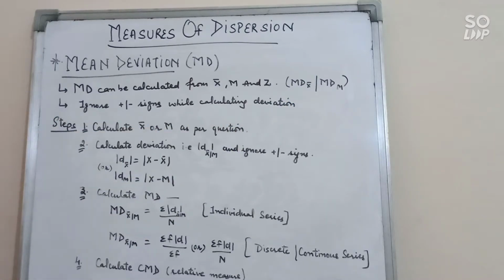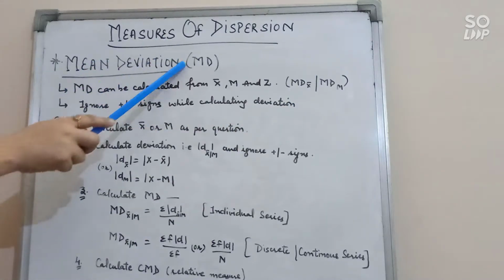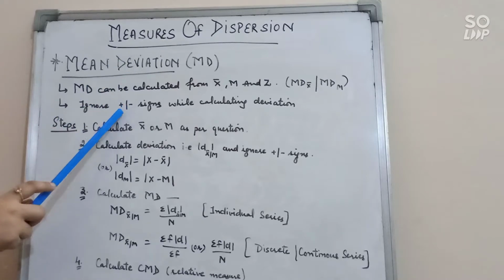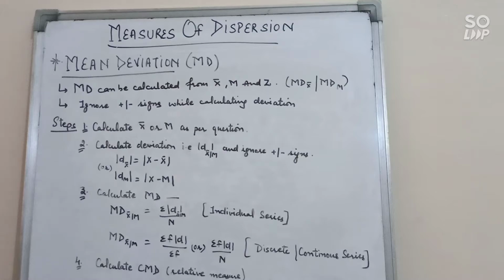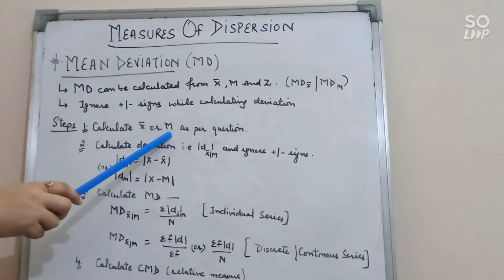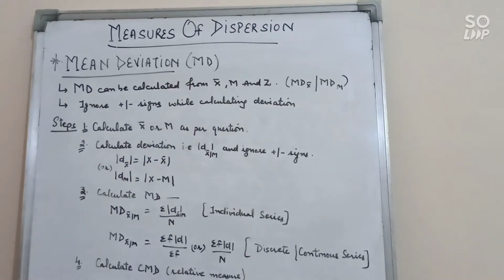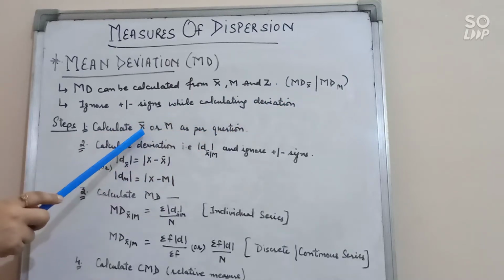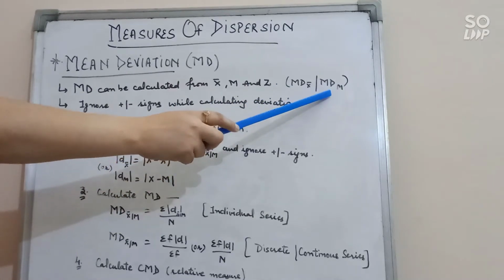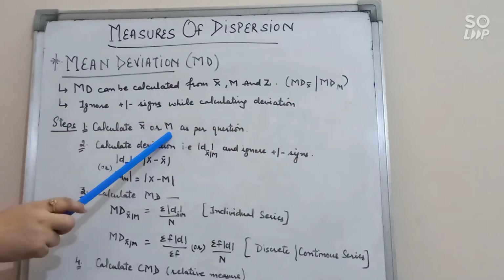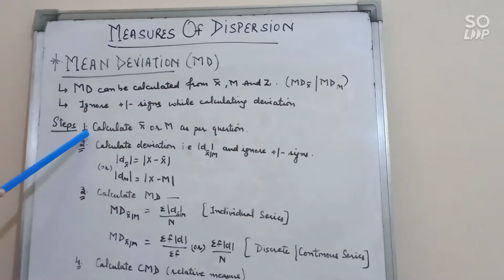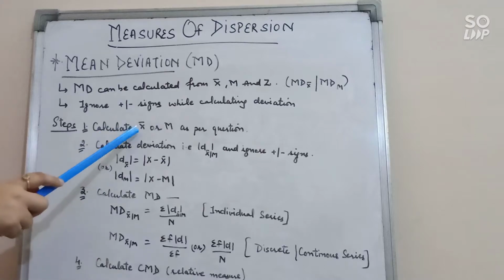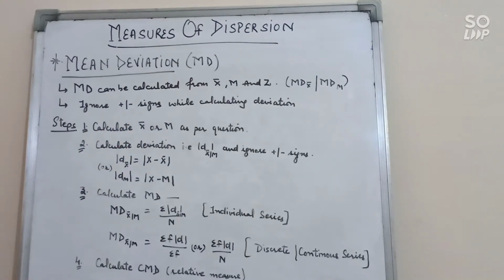And under mean deviation, whenever you find out the deviation, meaning differentiation, we will ignore the plus or minus sign, okay? Let's see the steps of how to calculate mean deviation. First of all, you will calculate mean or median as per the requirement of the question. If the question is find out mean deviation from mean, then you will find out mean, and if the question is find out mean deviation from median, then you will calculate median. Clear? So this is the first step. And I hope that you know how to calculate mean and median in all the series.